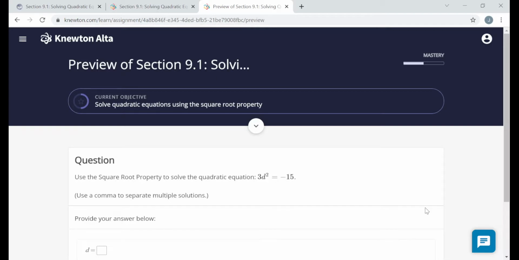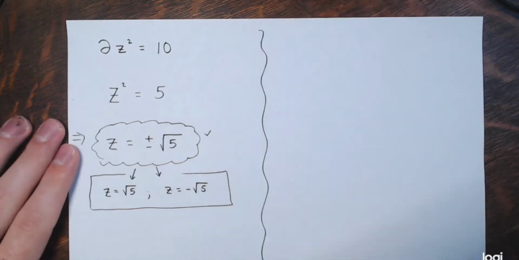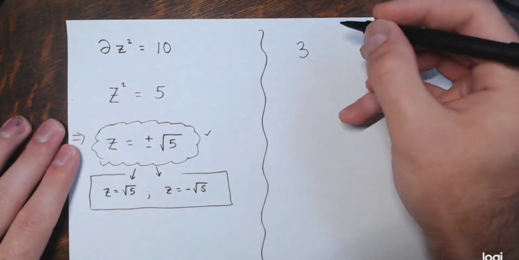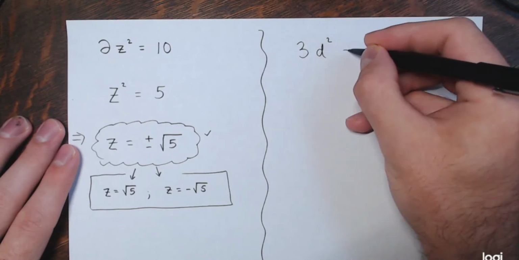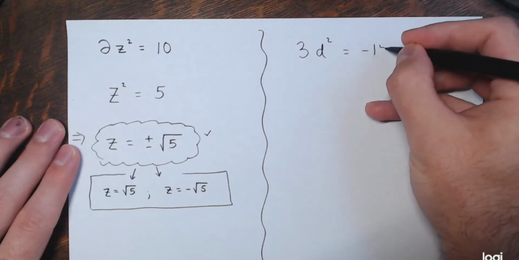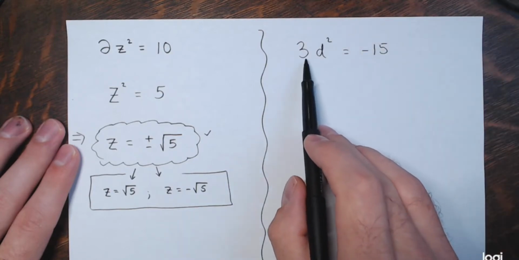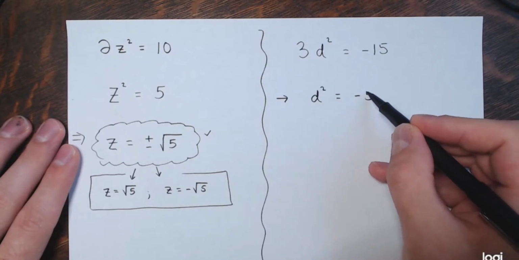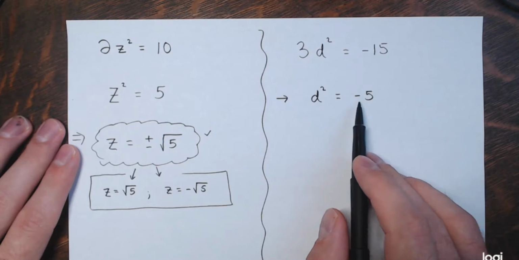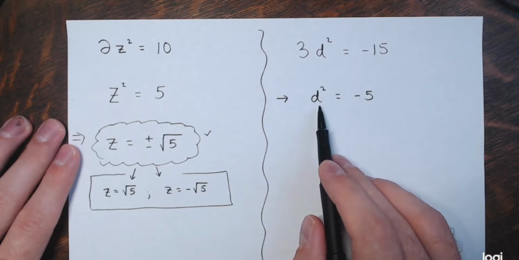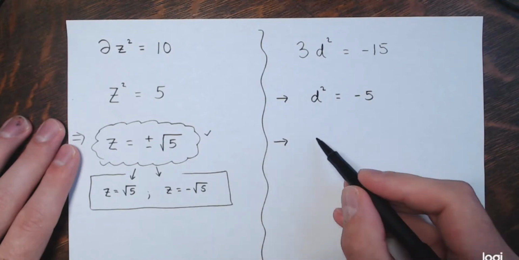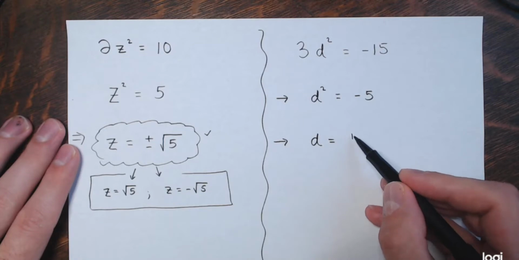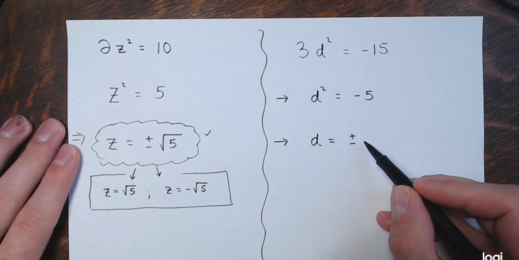All right, next question, very similar. In fact, I'll just go to the same piece of paper and do it on the other half. So the equation we're given here is 3 times d squared equals negative 15. So isolate the square, right? Divide by 3. We'll have d squared equals negative 5. So now I will have imaginaries, right? The only way a square can be negative is if you have an imaginary number. Then by that square root property, d will either be equal to positive or negative square root of negative 5.